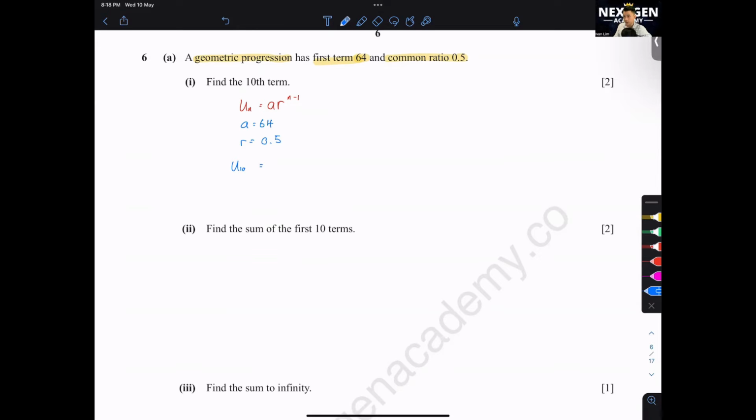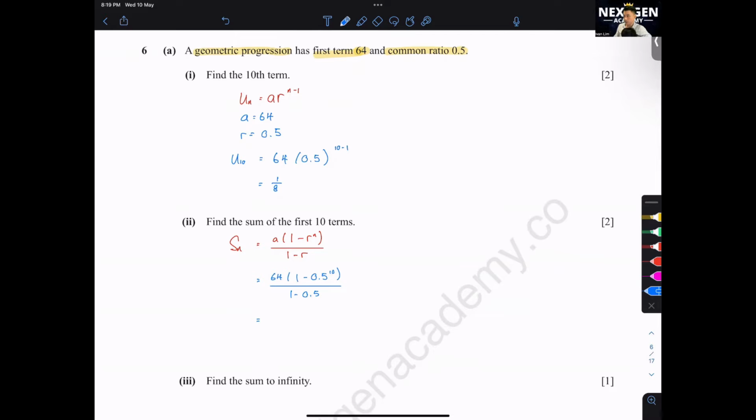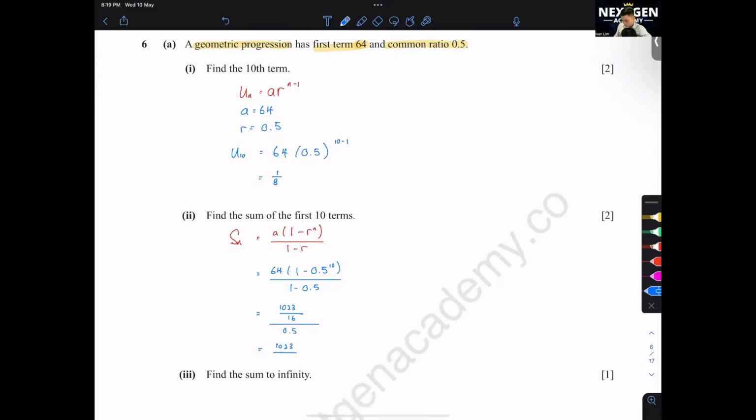U10. Actually I like to use the term T, but I use U because it's written in front there. So here I will get 64 times 0.5 to the power of 10 minus 1. Let's calculate this. You should get 1 over 8. Then next one. Find the sum of the first 10 terms. The formula for the sum, Sn, is a(1 minus r to the power n) over 1 minus r, which you will get 64(1 minus 0.5 to the power 10) over 1 minus 0.5. Slowly type in the calculator. If you do not type the whole thing, you can get 1023 over 16 over 0.5, which gives 1023 over 8.